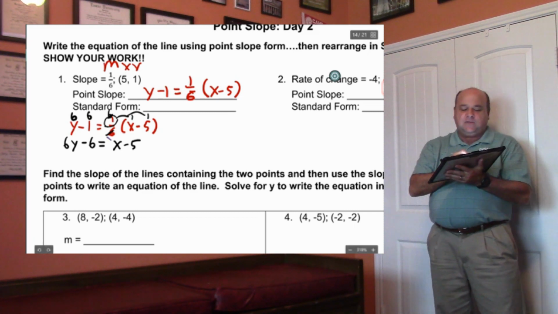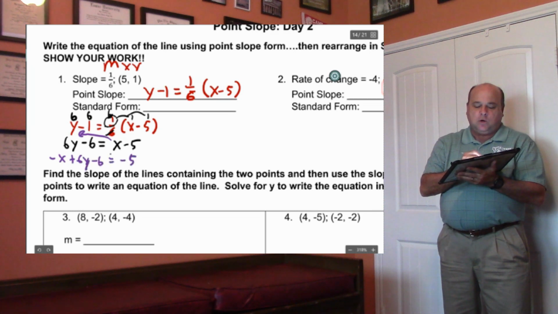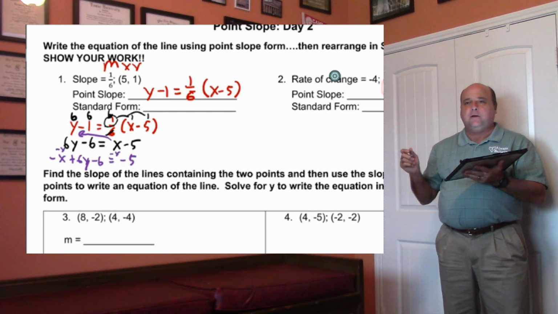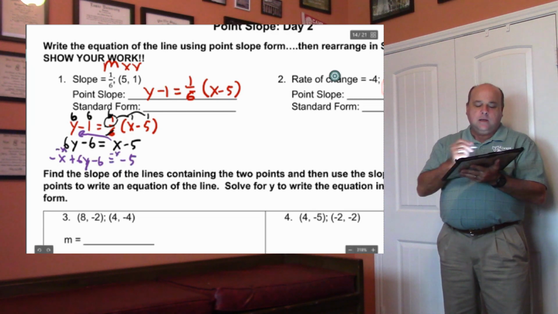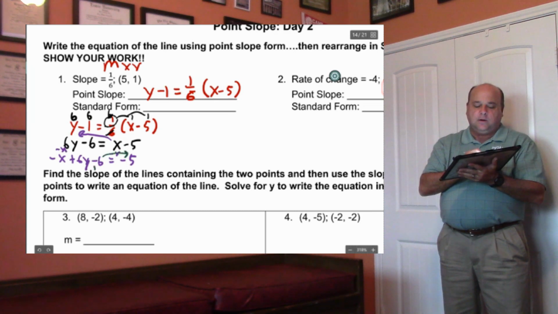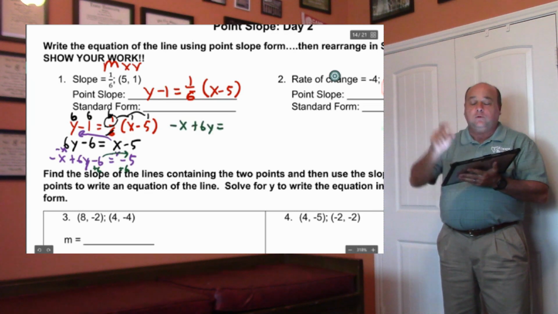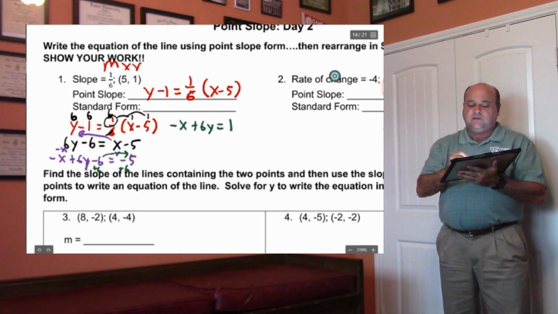Now I'm going to take the x and move it to the left. So I'm going to end up with negative x plus 6y minus 6 equals negative 5. All I did was subtract x from both sides, right? You can't combine it. There's no x on the left. Now I need to take my 6 and move it to the right, don't I? So I'm going to plus 6. I'll end up with negative x plus 6y equals negative 5 plus 6 is 1.